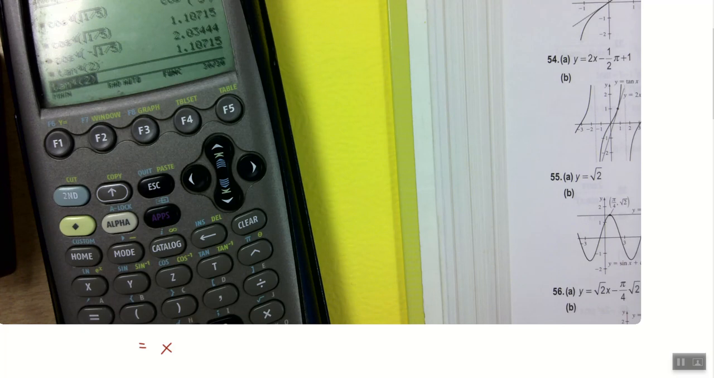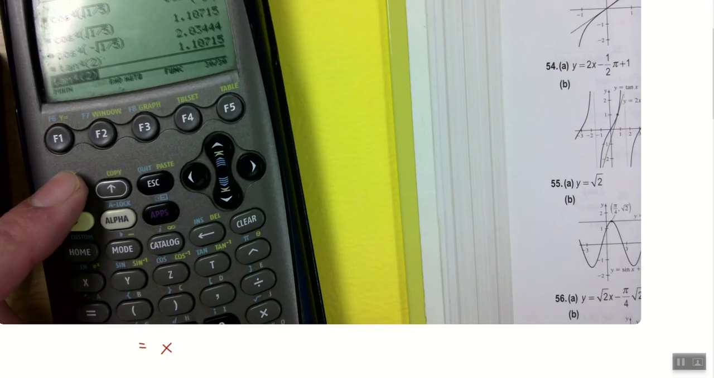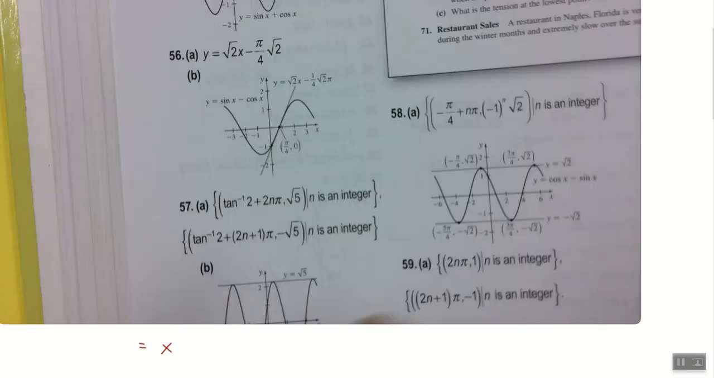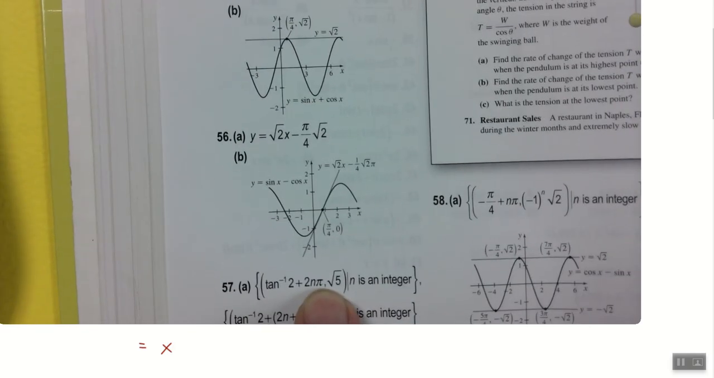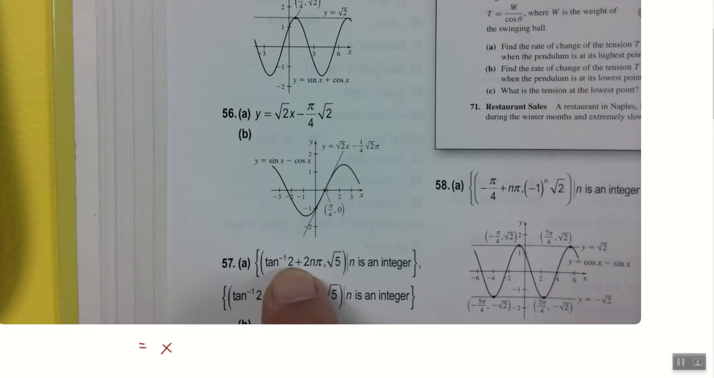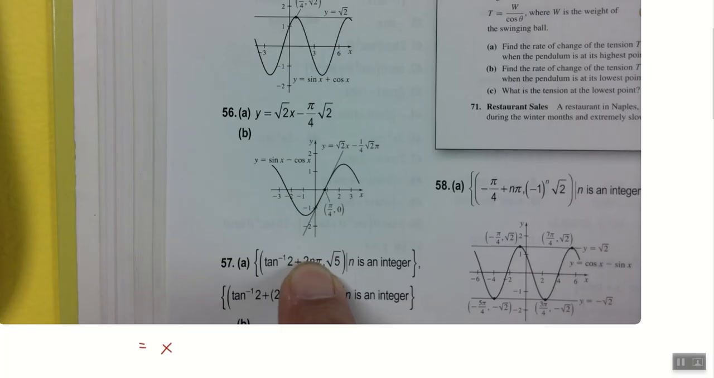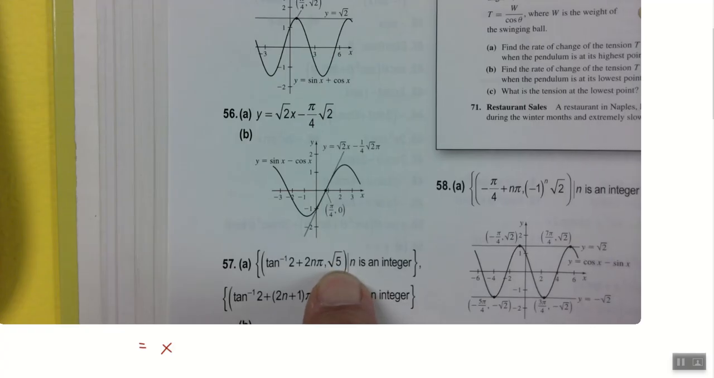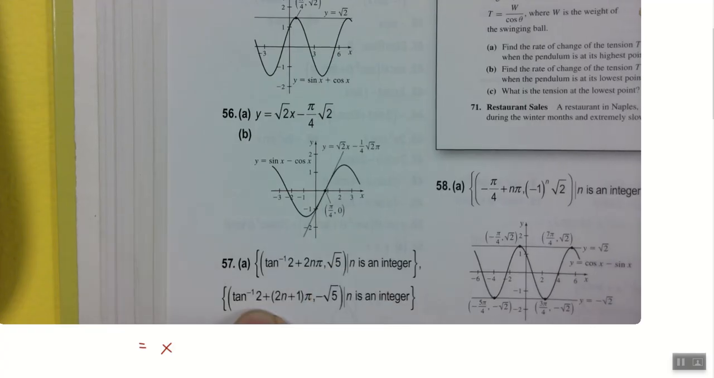That's the same answer. Is root 5 really 2.03? That seems so small. And I'm using root 5. That number's not coming out of nowhere. It's because they tell me that it's the arctangent of this plus 2n pi, which they're in a closed interval. I think they made a typo here. You don't need the plus 2n pi because you're only between those two values. And then root 5.